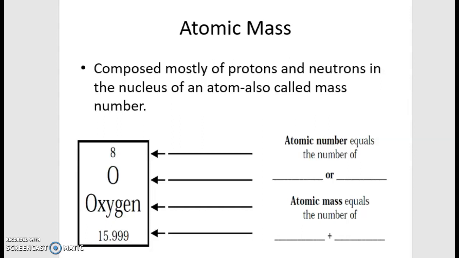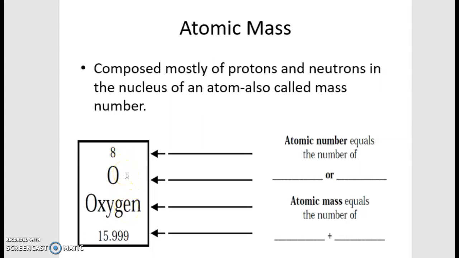So again, the atomic mass is what's inside the nucleus, and if you're looking at a key on the periodic table, which each box on the periodic table looks like this, the atomic mass number is at the bottom of the box. And typically you round that atomic mass number, so 15.999 becomes 16. This number in the top of each box is your atomic number. This is your element symbol, and this is the element name.